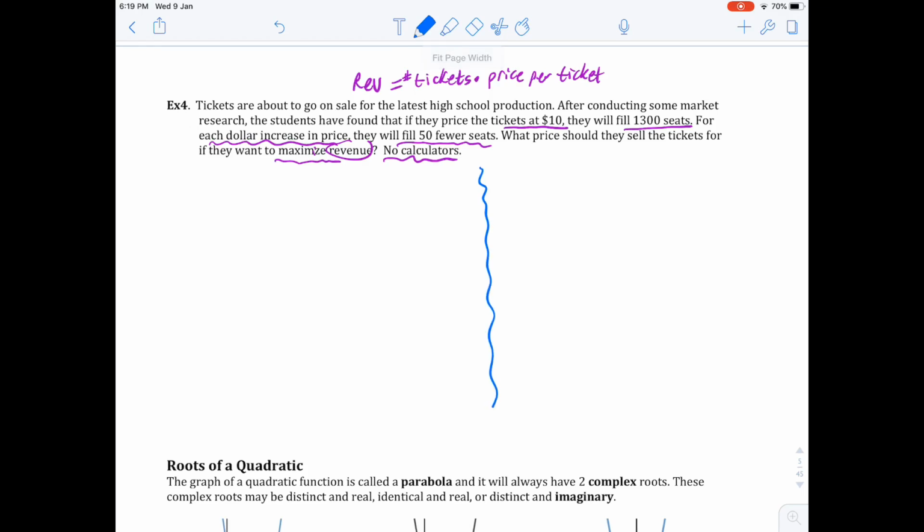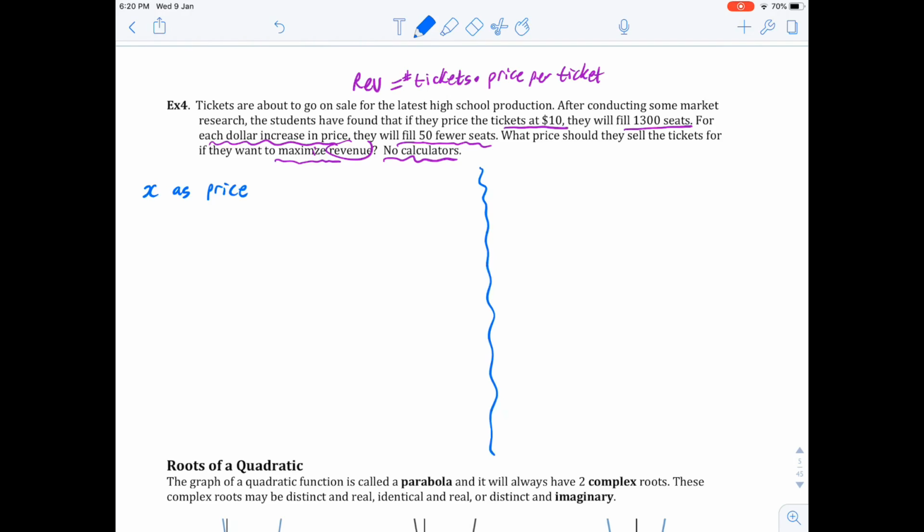Okay, so approach number 1. Let me just mark this off over here. Option number 1, we're going to treat x as the price, and I'm then going to find a function that is going to represent the number of tickets that we sell depending on what the price is.